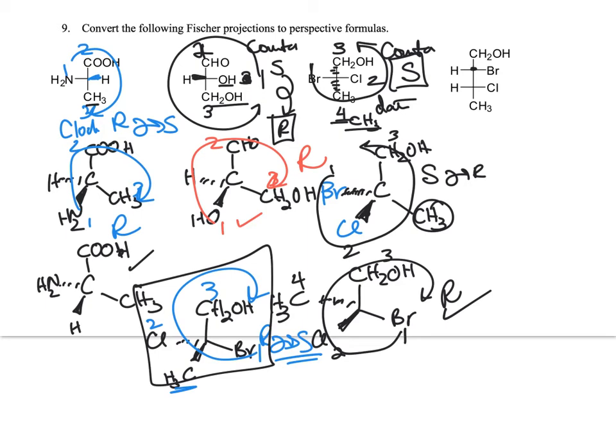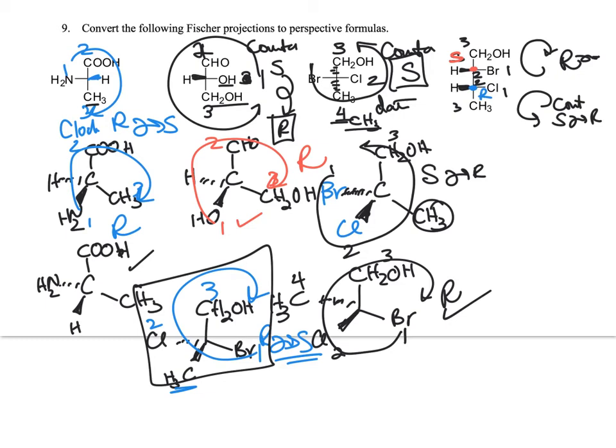Okay, we have 2 stereocenters here, so we're going to have to do this twice. Bromine's 1, this would be 2, and that would be 3. 1, 2, 3 is clockwise, R, but your hydrogen is on the horizontal, so the first stereocenter is S. Okay, the next one, 1, 2, 3, that's counterclockwise, which is S, but your hydrogen is on the horizontal, so S goes to R. So the next stereocenter is R.